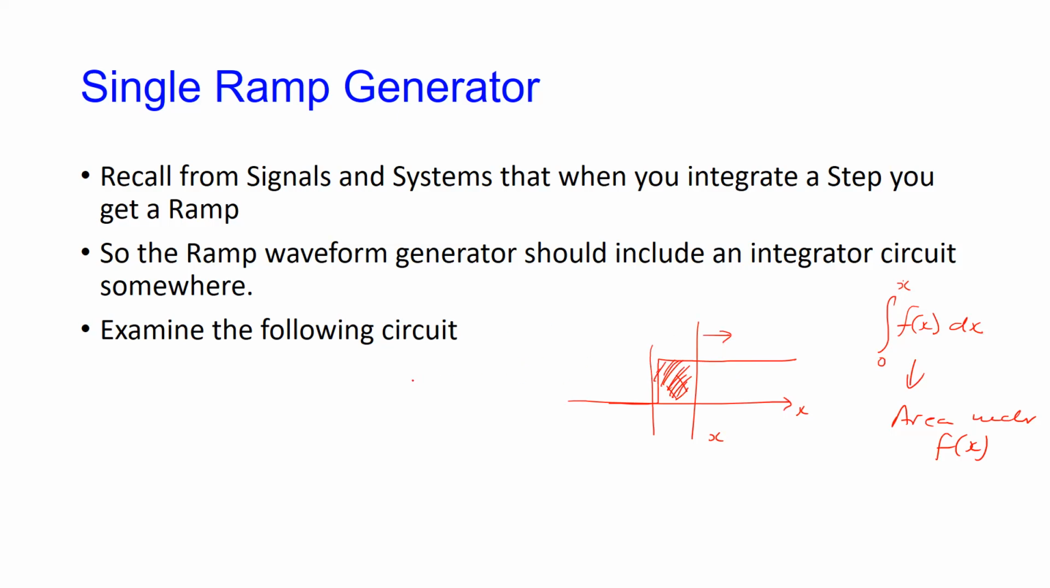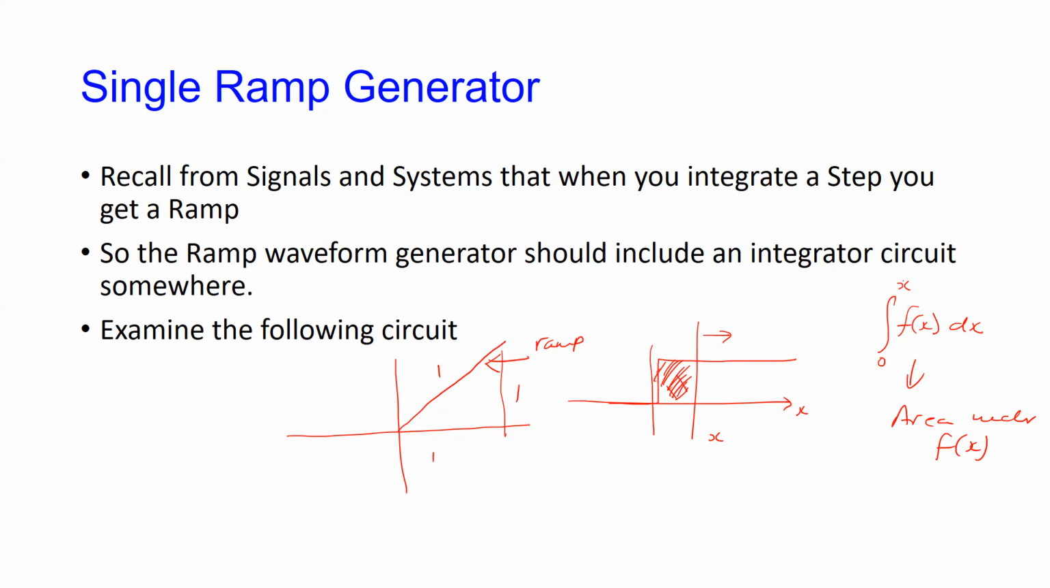So in fact, when you integrate a step, the answer, which is the area here, starts at 0 and uniformly increases as x gets bigger. So when you integrate a step, what you get is a signal looking like this, which is a ramp, right? Usually a one-to-one slope if it is a unit step, yeah?